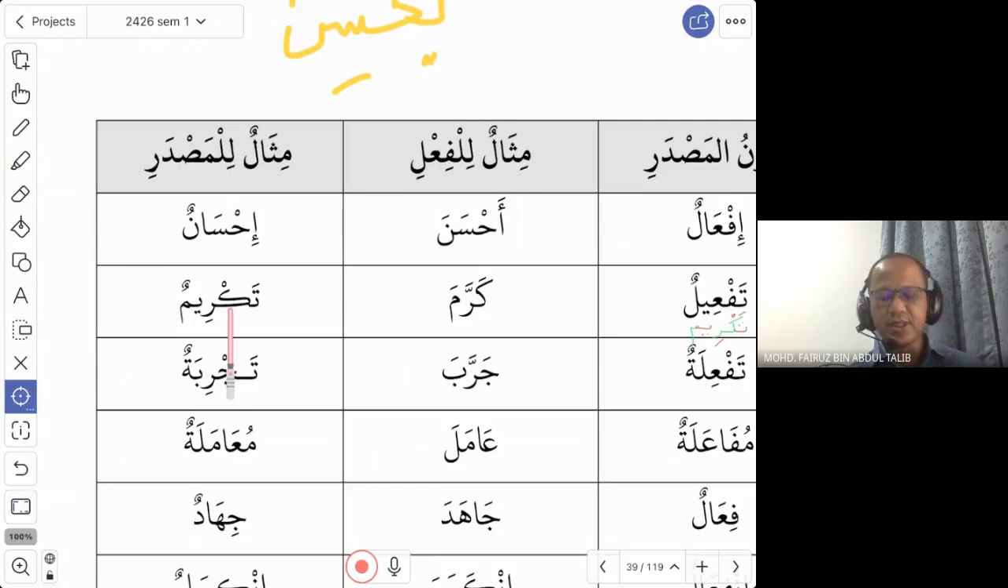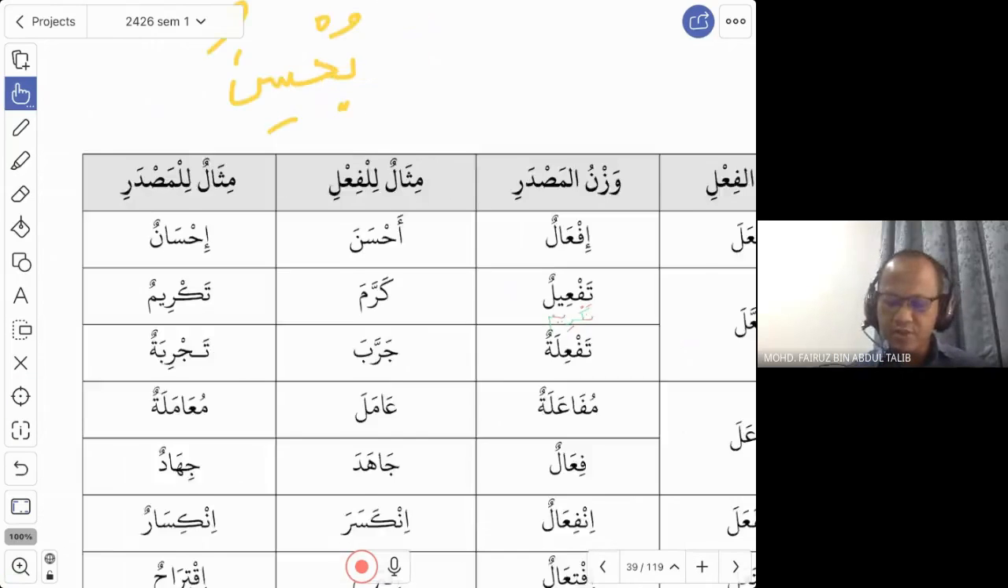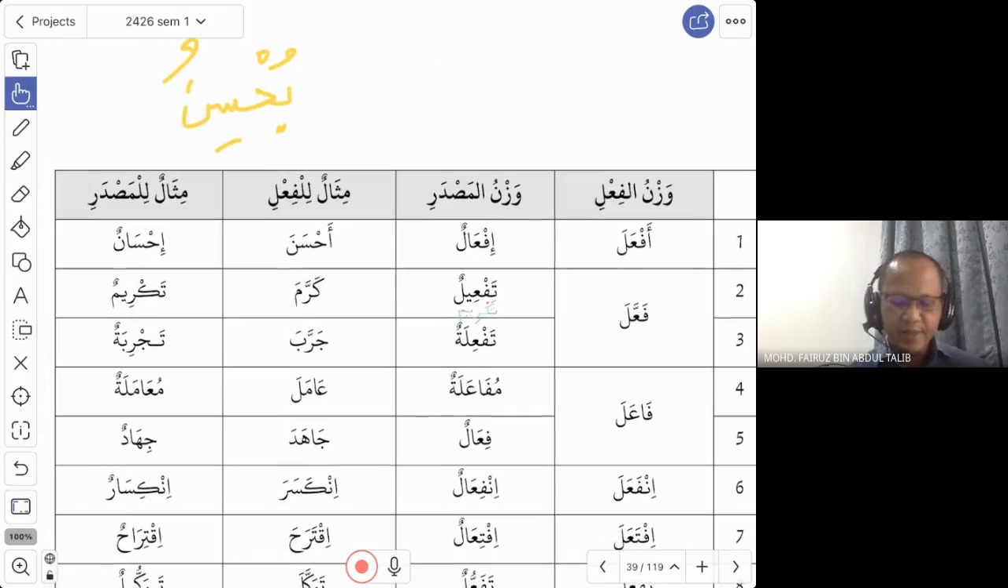Alright. So this is the first masdar for the fi'il fa'ala. Fa'ala yufa'ilu taf'il, karrama yukarrimu takrim. So what is the meaning of takrim? To honor, honoring. So it is the verbal noun. Honoring a person, you say takrim. Takrimu ad-daif, for example.